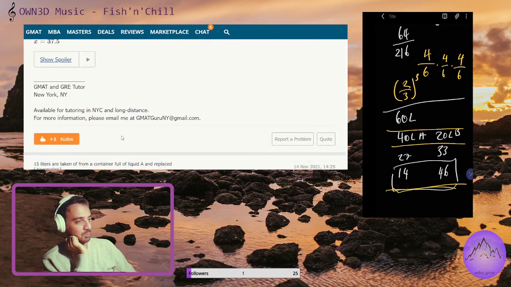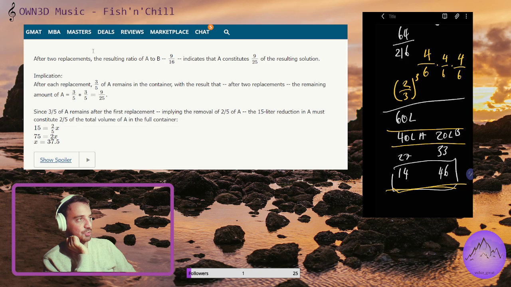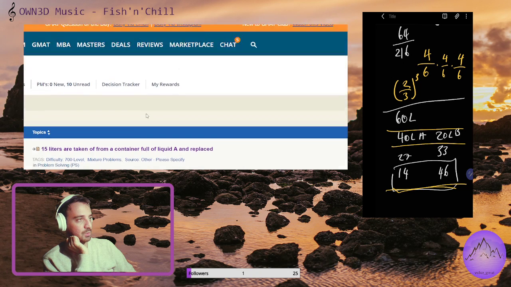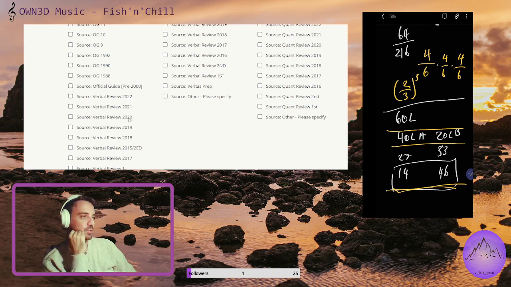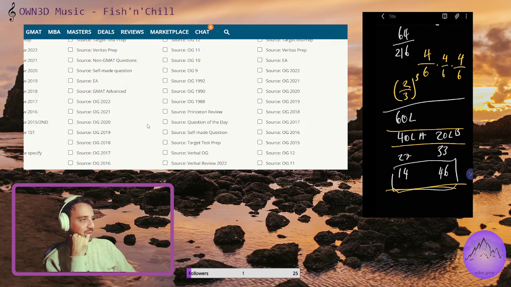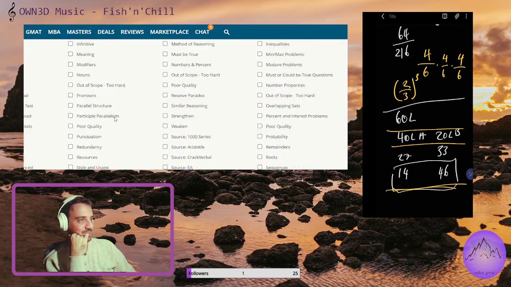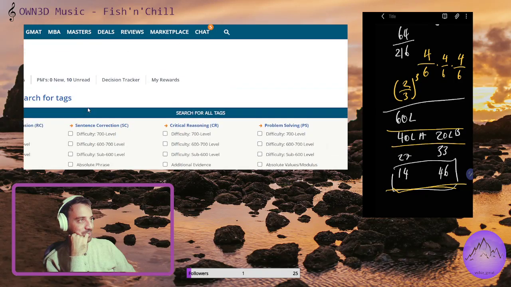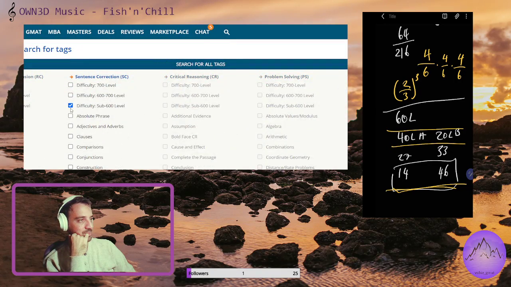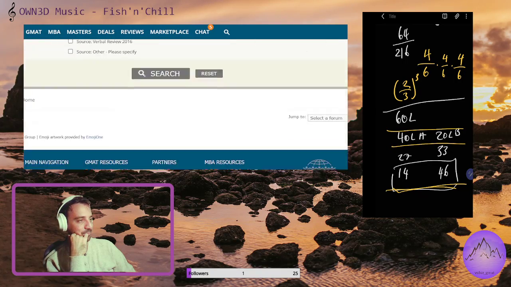So I'm going to move on and do some verbal sentence correction as a little bit of a palate cleanser after all of that. Start with a couple of easy ones.